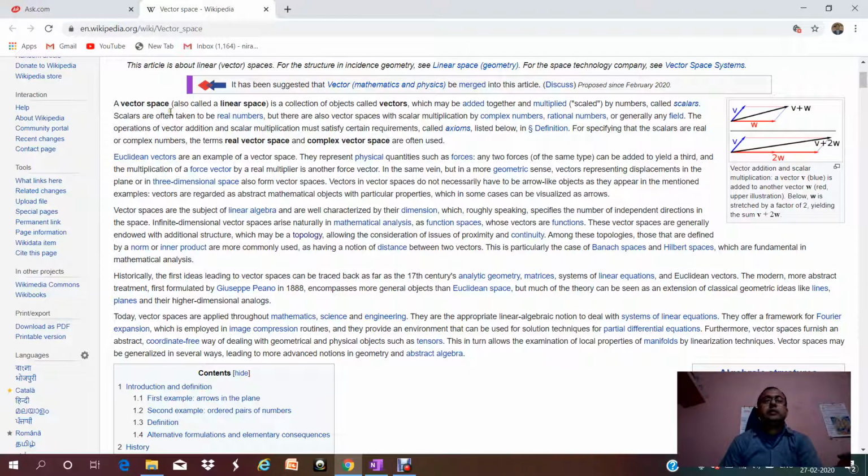A vector space is defined as a collection of vectors which may be added together and multiplied by numbers called scalars, which are taken from the field, and scalars are often taken to be real numbers. But it is not necessary; they can also be complex numbers. If the field is formed from real numbers, then the vector space is called a real vector space. And if the scalars are taken from complex numbers, this is called a complex vector space.